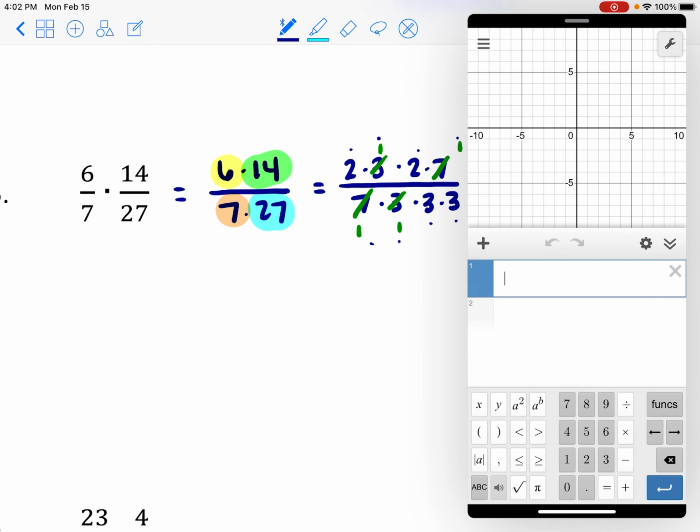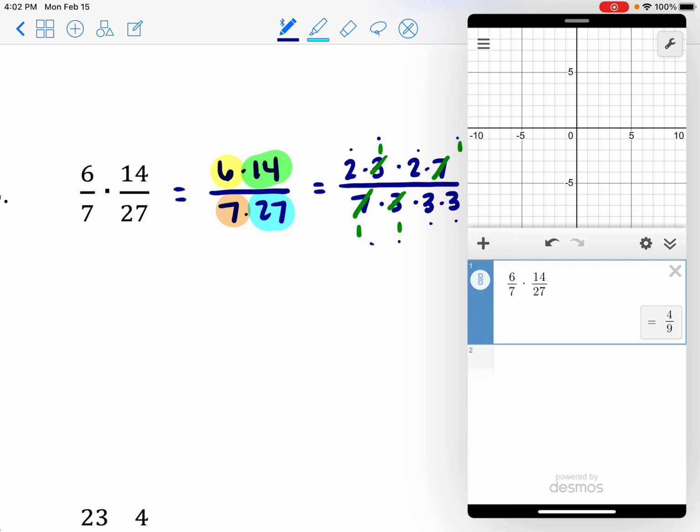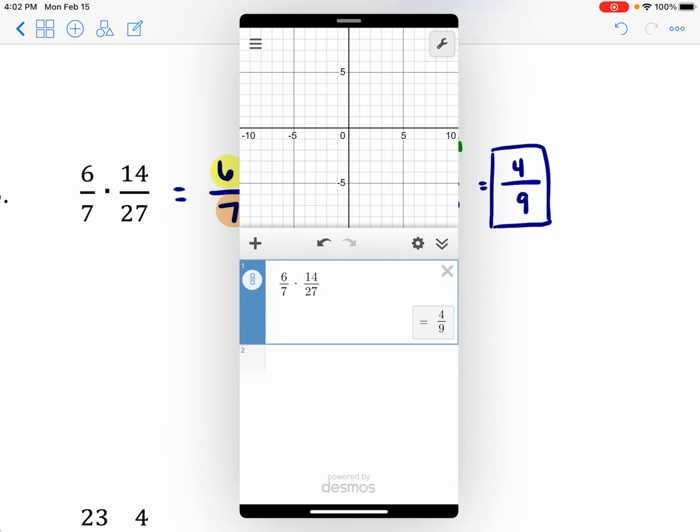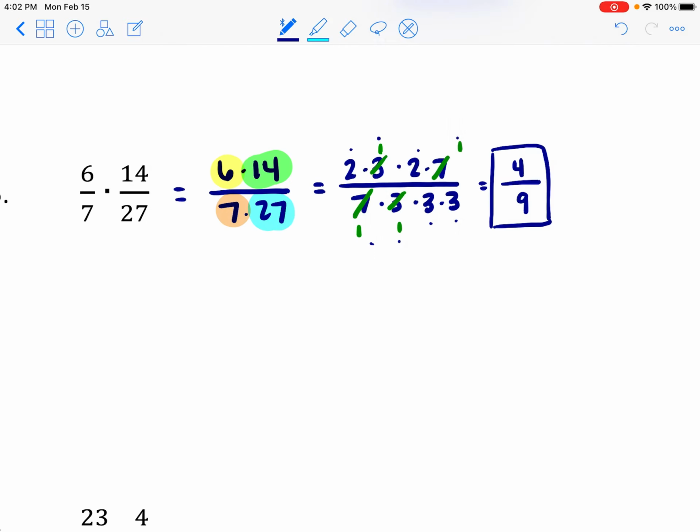Now remember, we have a calculator that can verify our work for us. I just want to make sure you know how to use your technology. So if we were going to use technology, 6/7 multiplied by 4 over 27. And remember, it's going to give us a decimal, but if we hit that little fraction picture in the blue, it's going to tell us that that product reduces down to the same thing we got, which was 4/9.